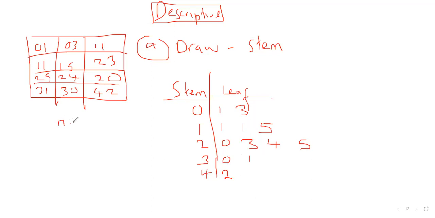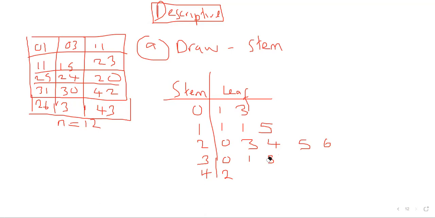12. So our n is 12. Okay, maybe I can add some more. Maybe we have 26, and we have 43. Okay, so where does 26 go? 2, 6 is here. And we have 3, 1 here.